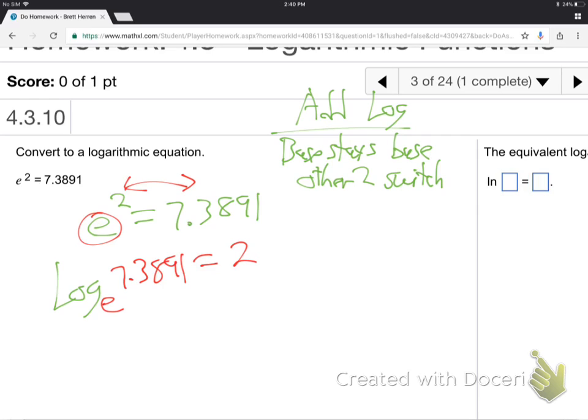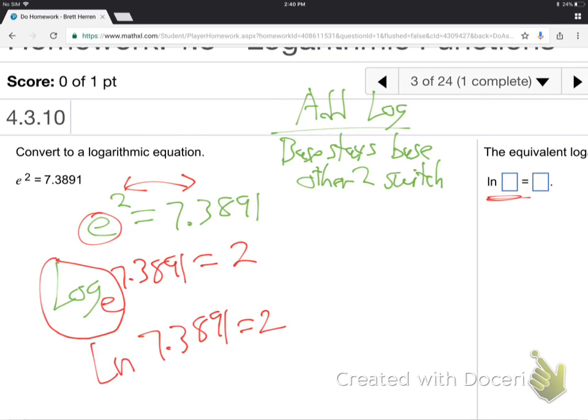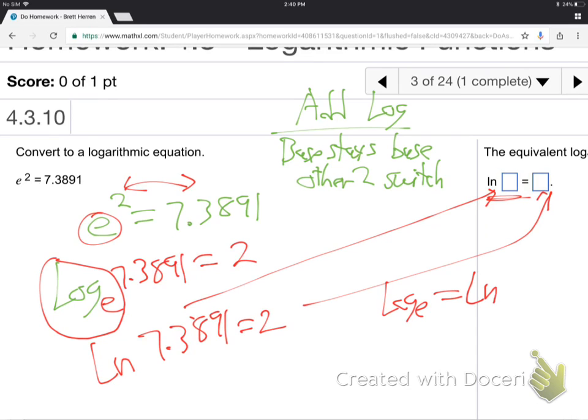Now, you probably know from algebra, what is the other way of writing log base e? ln. Now, I don't know if they want you to write that here. Oh, yeah, they do. They did do the ln. So they want you to put the 7.3 thing there and the 2 over there. Log base e is ln. It's a shortcut we use for log base e.